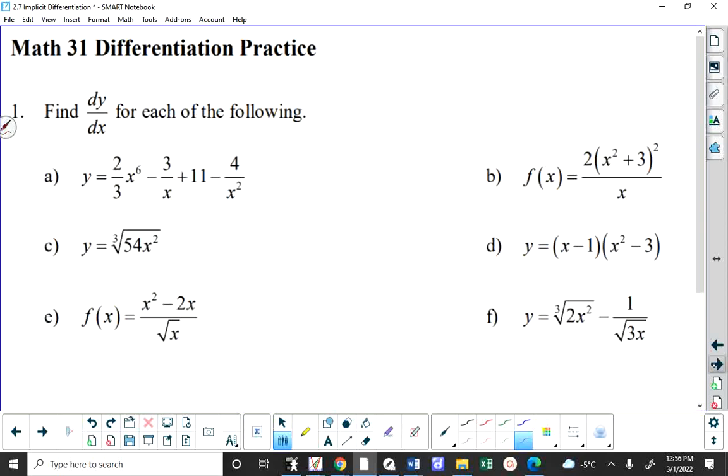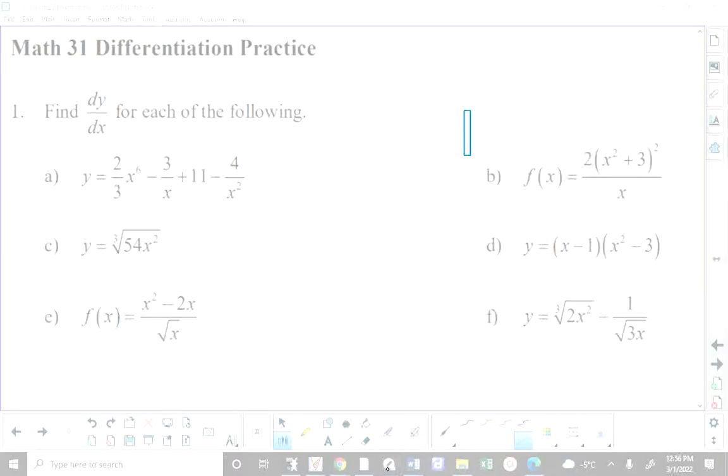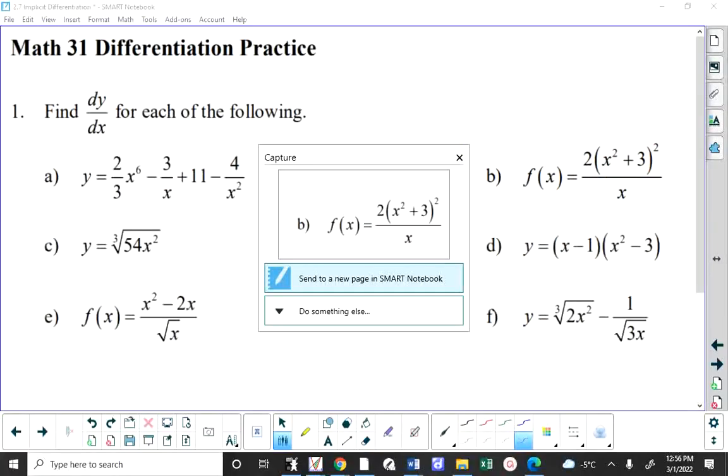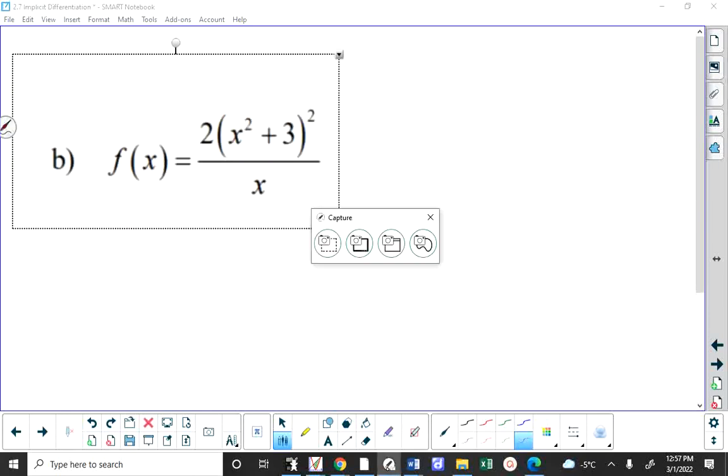Certainly. So we have b, which is 2 times x squared plus 3 quantity squared raised over x. For some of these answers, I'm not a real huge fan of how they're written. I didn't make this up. I pilfered it from someplace online. I found it. And some of the answers are maybe written in a bit of a weird way. So keep that in mind.